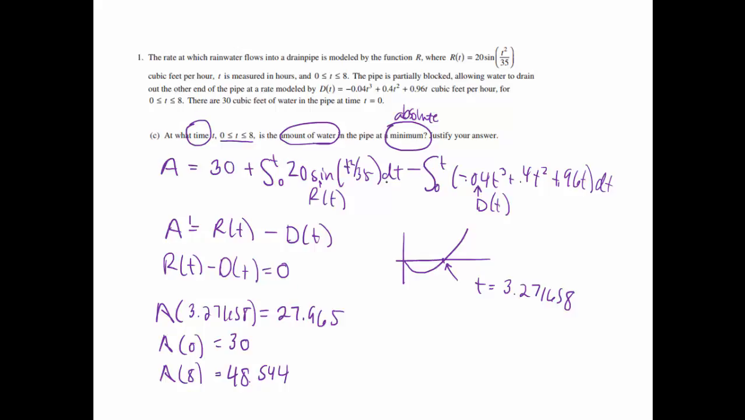So the question was, at what time is the water in the pipe a minimum? It doesn't say what is the minimum, it says at what time does that occur, and the minimum looks like it occurs at t equals 3.272 if I round it to 3 places, hours. And it did not say to round to the nearest hour, so we're going to stick with that.